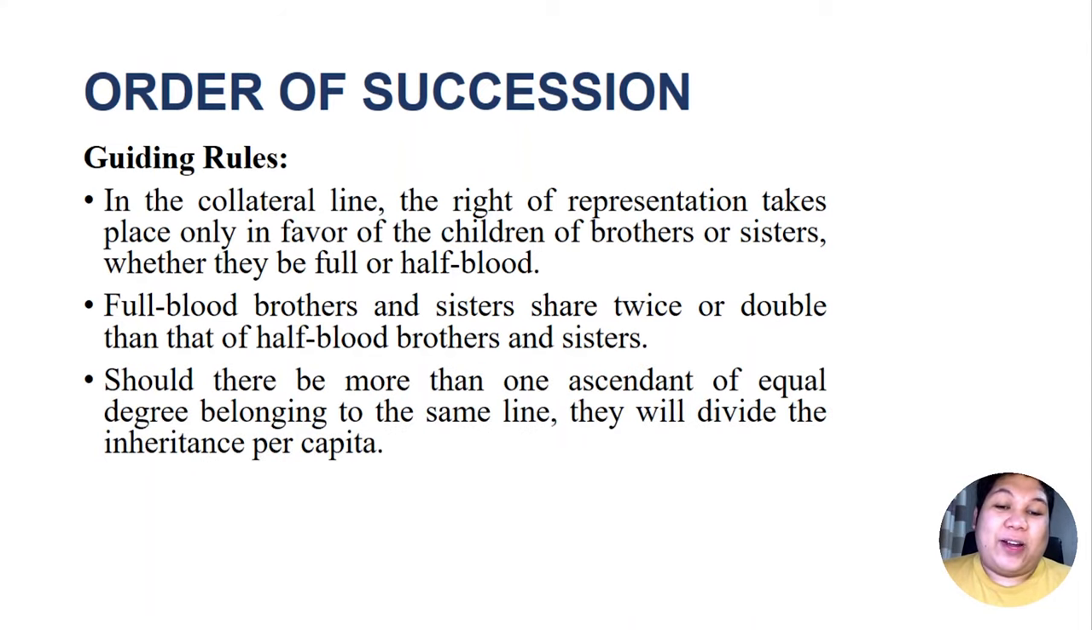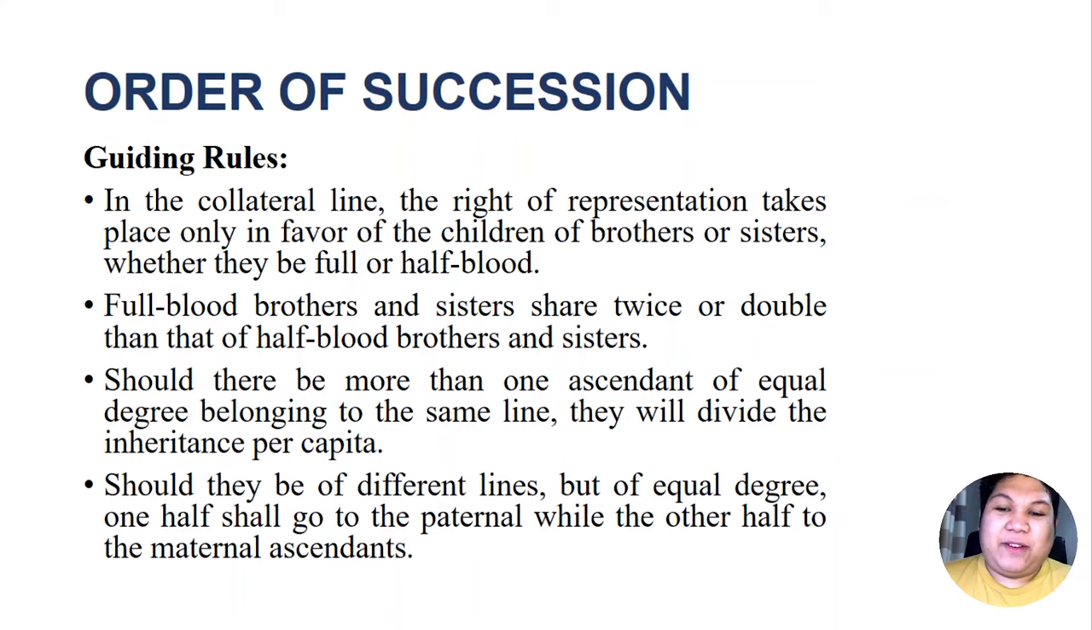And should there be more than one ascendant of equal degree belonging to the same line, they will divide the inheritance per capita. So for example, if the deceased person is a child who is unmarried and has no children, the parents will inherit. If both parents are still alive, they will share the estate of their child who died per capita, meaning per person. Since there are only two of them as parents, the estate will be divided by two. And should they be of different lines but of equal degree, one half shall go to the paternal while the other half to the maternal ascendants. So as I have just said, that's per capita.